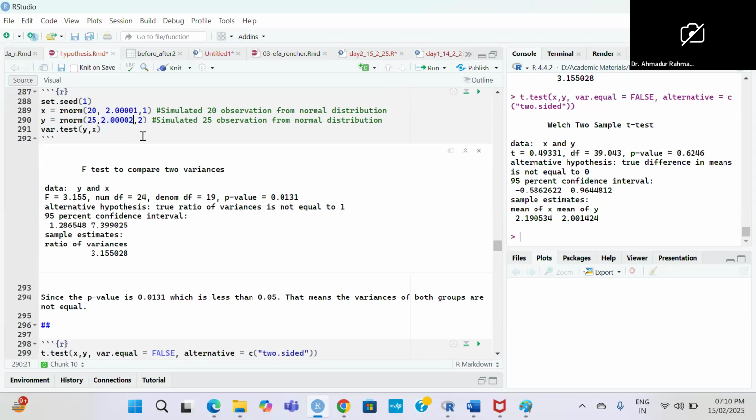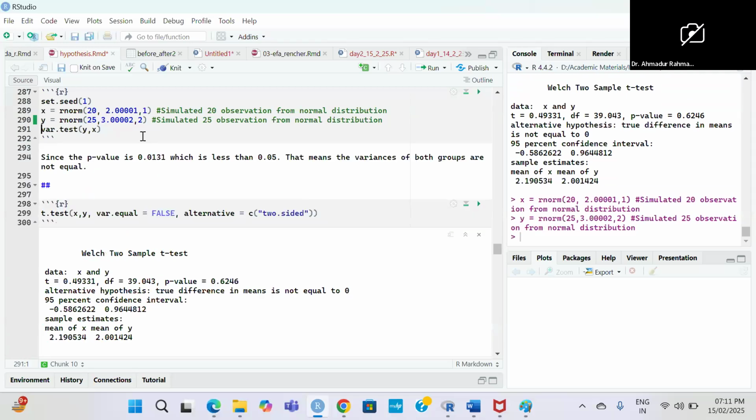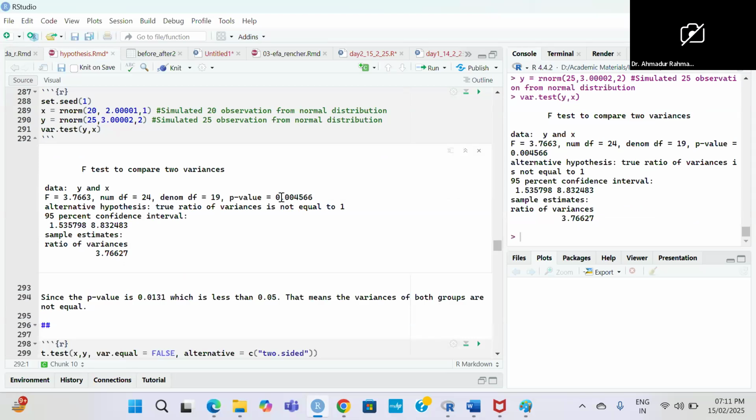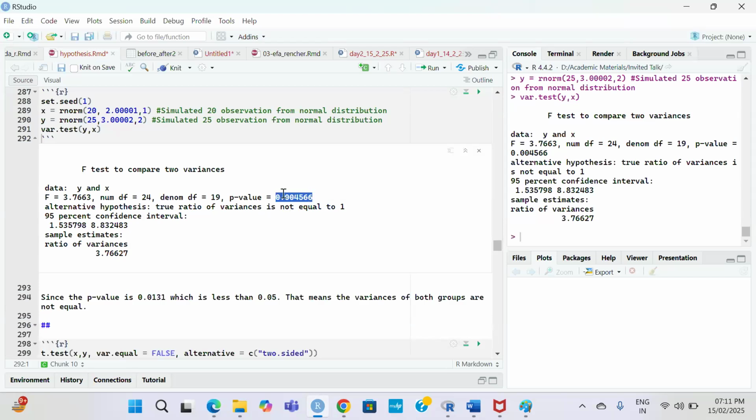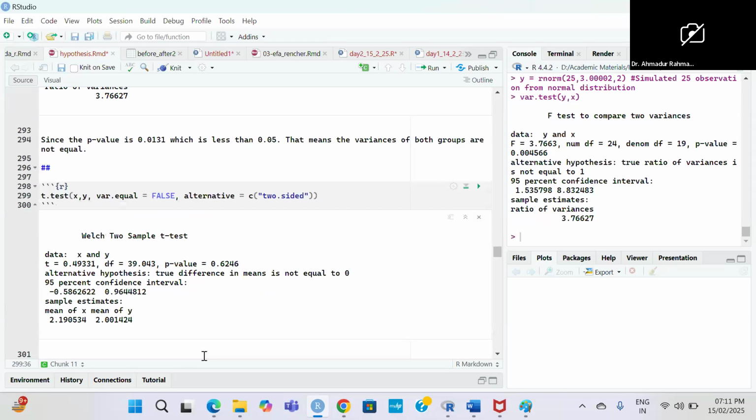Just suppose if we change this now, let me change this. Instead of 2, I have changed the value to 3. Now this value is 0.0045. इसका मतलब again there is no homogeneity among the variances. ठीक है? Yes, sir. Variances equal नहीं है. And then we run this test.